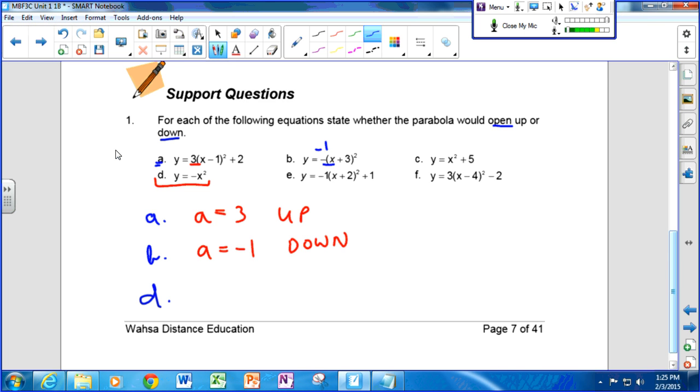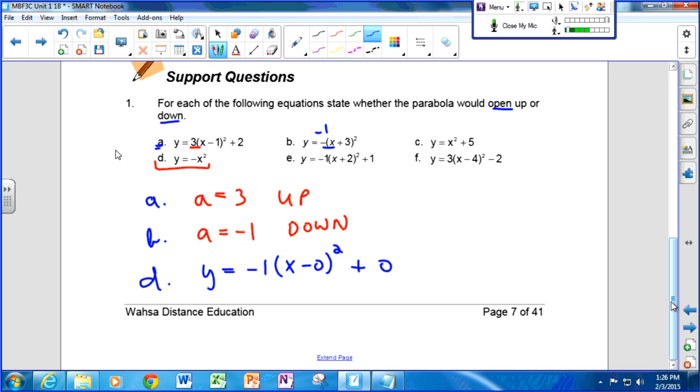If we were to write this in standard form, we have the negative sign, so it's got to be negative 1. And then x squared really means x minus 0 in brackets, and then plus 0, there's no k either. This is really what it's trying to say to us. We would never actually write it that way, we'd just write it the way it's shown. But this gives us an idea of what A might be. So A equals negative 1, and we know that a negative value of A opens down.